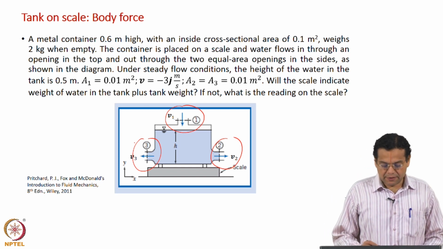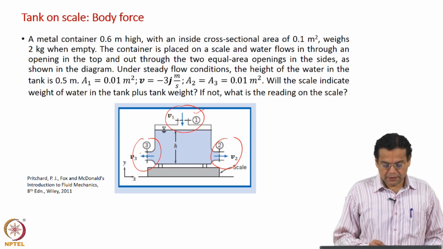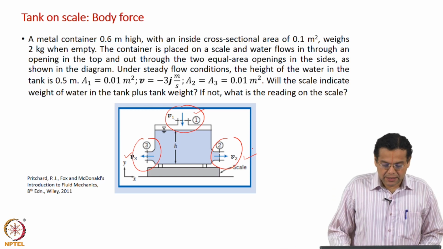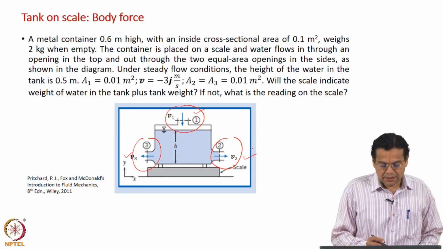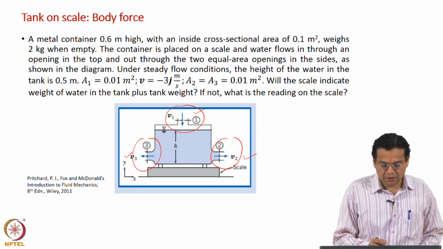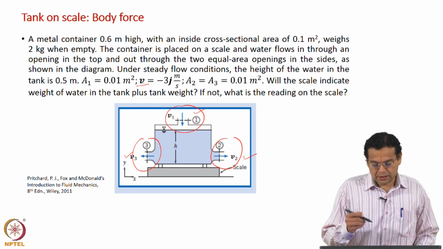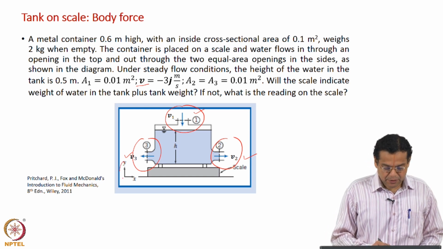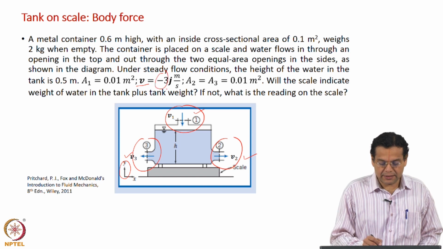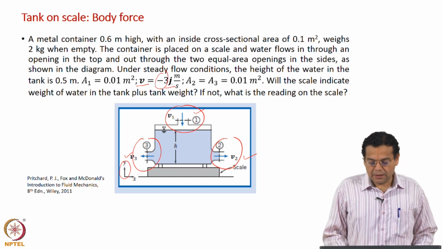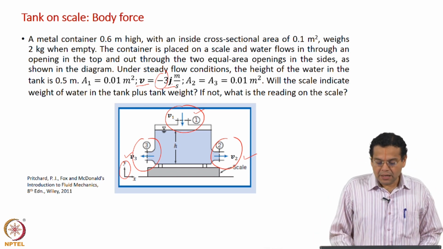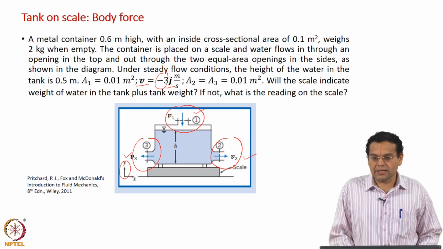You are given the area of the inlet and the two outlets, all of them have the same area. We are also given the velocity, and look at the way in which it has been given. The velocity vector is given, it is flowing downwards, so it has only one component Vy, and because it is towards the negative y axis, it is -3j. So the magnitude of velocity is 3, and along this direction it is -3j. Will the scale indicate the weight of water in the tank plus tank weight? If not, what is the reading on the scale?